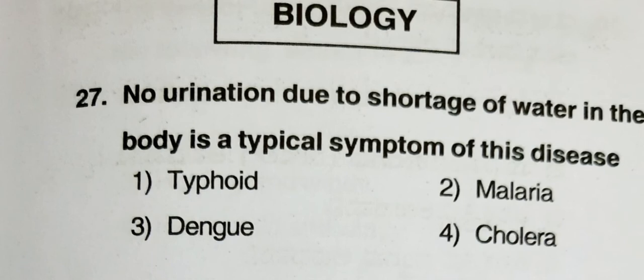No urination due to shortage of water in the body is a typical symptom of this disease. When you look at the options, typhoid, malaria, dengue have fever as the main symptom. And dehydration or no urination is connected with cholera. So fourth option is the right answer.